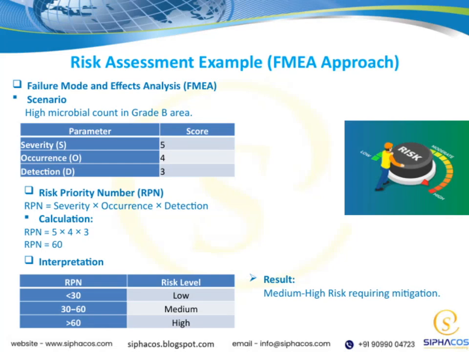Here, we're looking at how to assess risk using the Risk Priority Number, or RPN. It's calculated by multiplying three factors: severity, occurrence, and detection. In this example, severity scores a 5, occurrence a 4, and detection a 3, giving us an RPN of 60. That puts us in the medium to high risk category, a level that definitely calls for mitigation. This approach, called failure mode and effects analysis, helps us prioritize where to focus our efforts, like addressing a high microbial count in a grade B area.